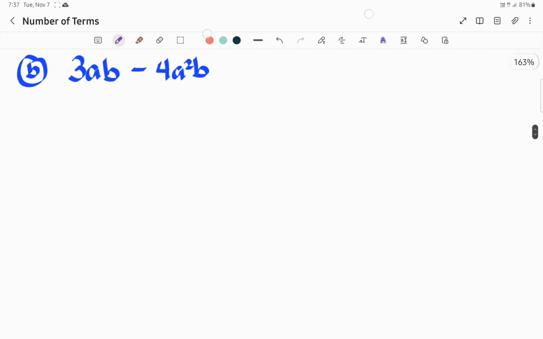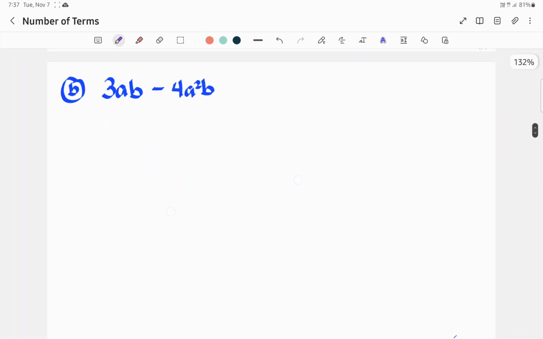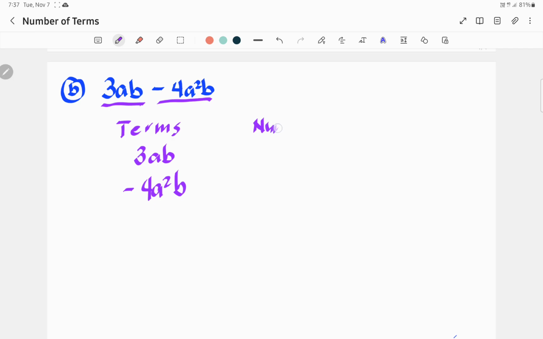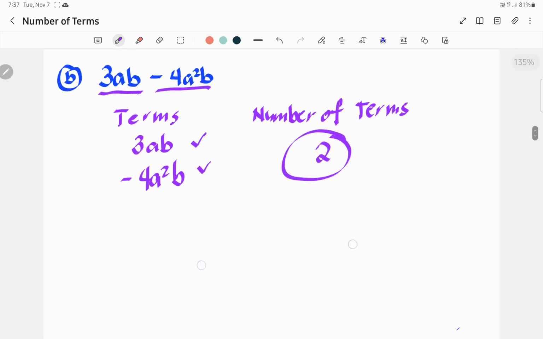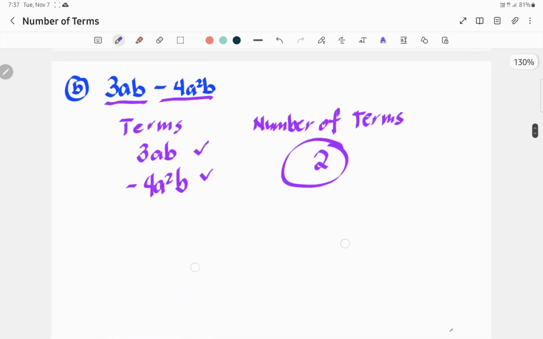Let's have another example: 3ab minus 4a squared b. Let's dissect the expression. Here's the first term and here's the second term. The first term is 3ab and the other term is 4a squared b. When you talk about the number of terms, counting, we have 1, 2. Therefore, the number of terms is 2.